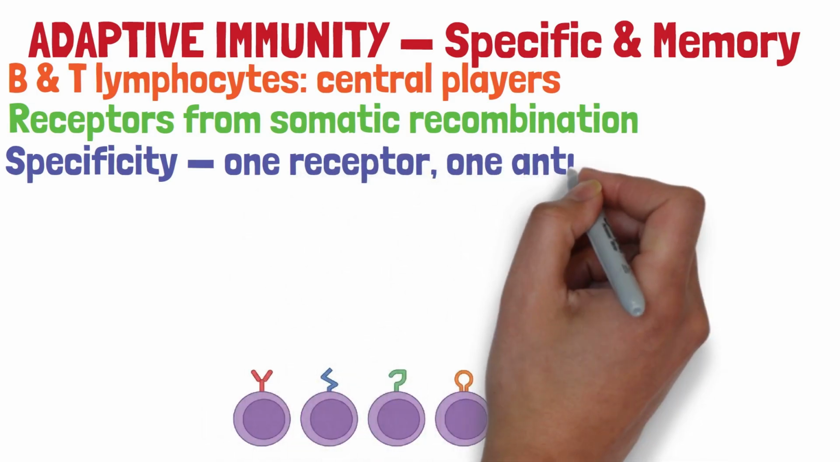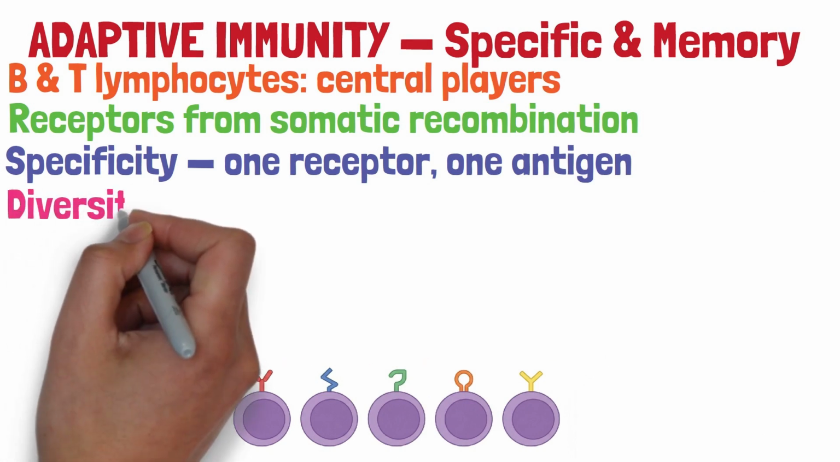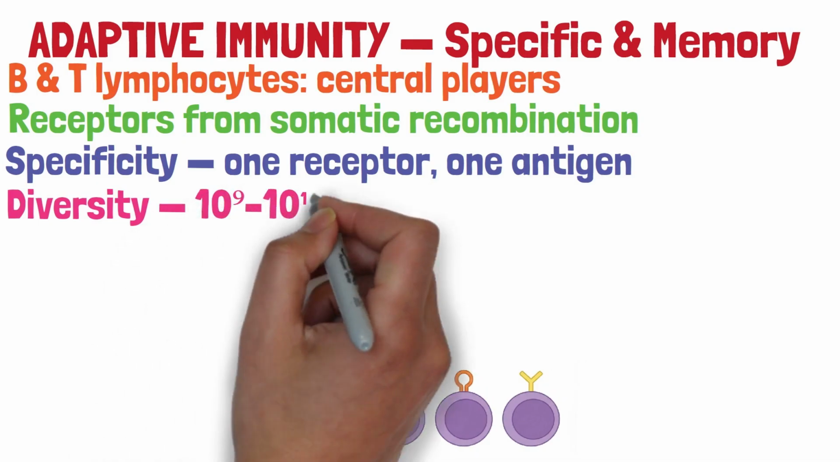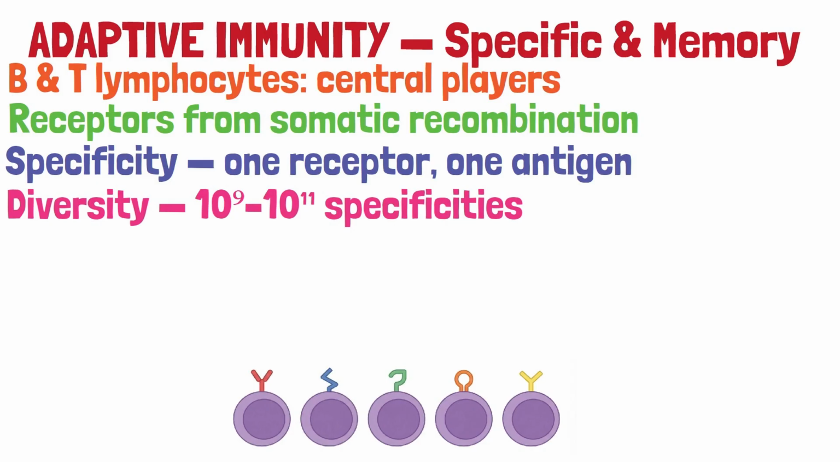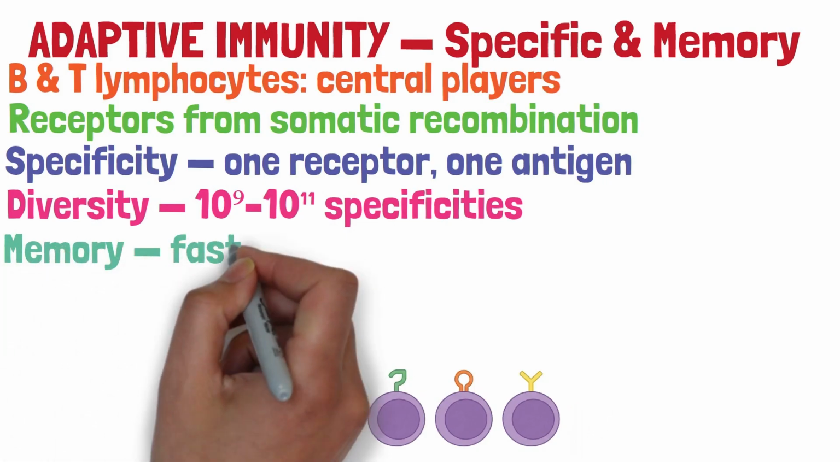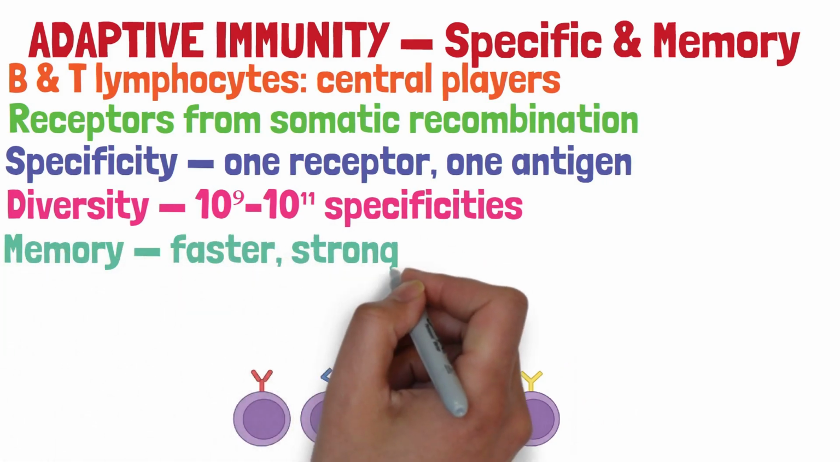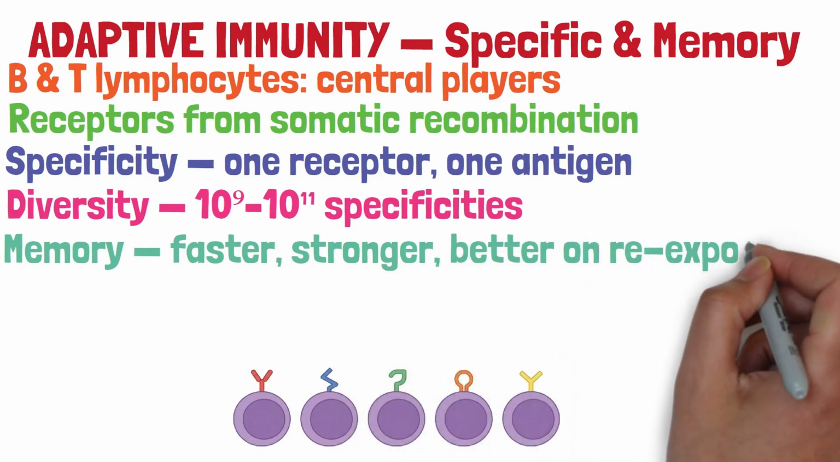Specificity means each lymphocyte carries a single unique receptor for one particular antigen. And because that receptor is built through recombination rather than inherited fixed, diversity is enormous, somewhere between 10 to the 9th and 10 to the 11th possible specificities. Which is exactly why memory exists here and not in innate immunity. On re-exposure, the response is faster, stronger, and more effective.